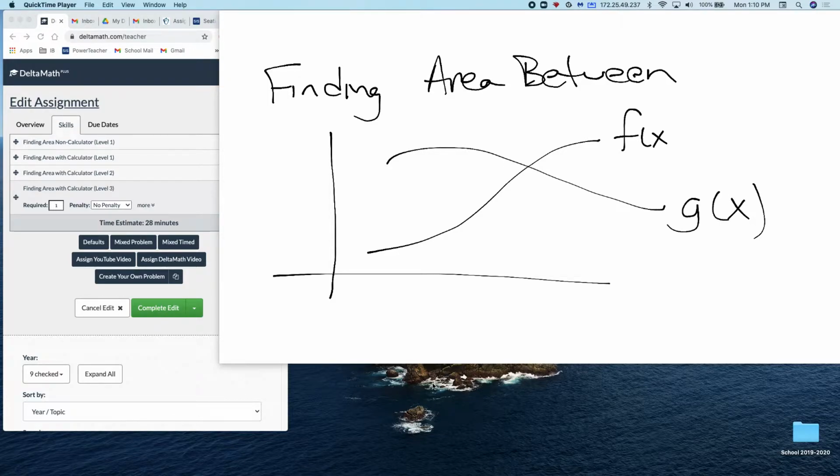And if you wanted to find the area between these two curves from here to right here, that area would be this space right here. If we're finding that area between those two curves from A to B, here's what we would find. You got A here, you got B there.